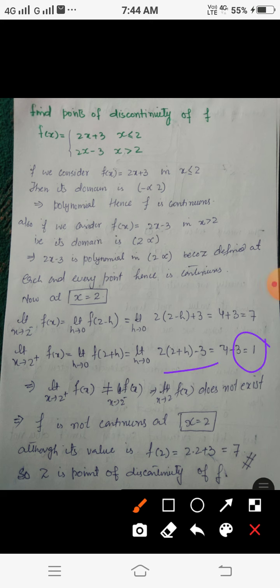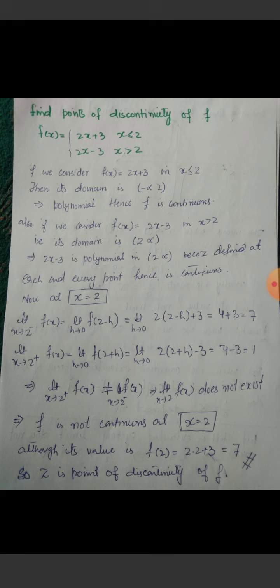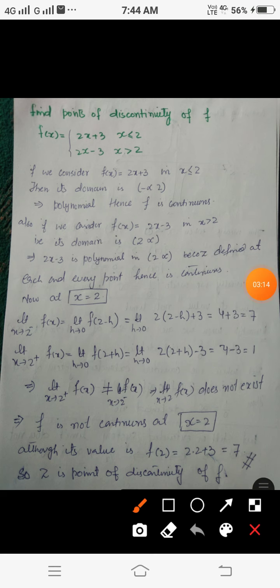So this means that at point x equals 2, the left limit is 7, the right limit is 1. So the left limit is not equal to the right limit. Here the left limit is 7, the right limit is 1. So the left limit is not equal to the right limit, which implies that limit x tends to 2 of f of x does not exist at the point x equals 2.